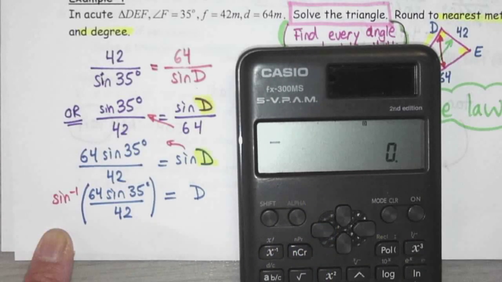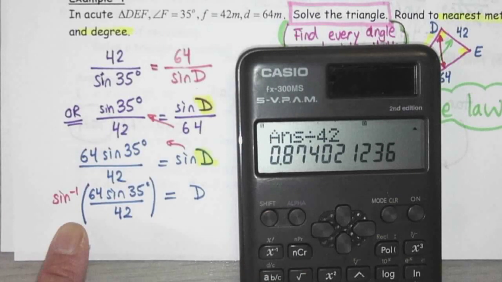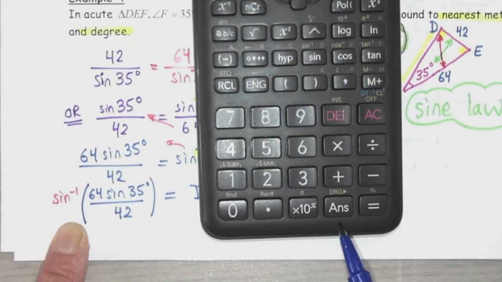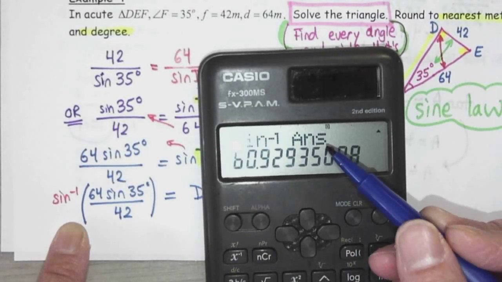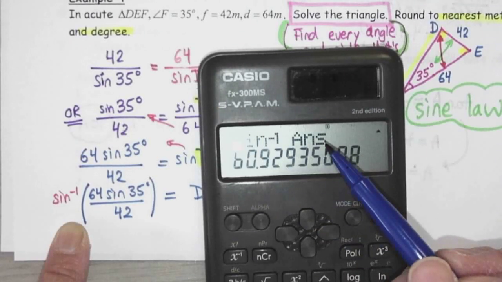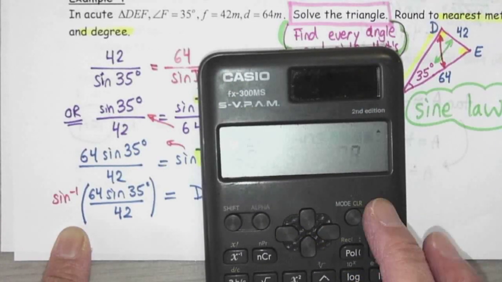So see how that's my answer for that? Everyone saw that? So 64 sine 35. I finished the top. I pressed equals. Divided by 42. Finished it, pressed equals. Then I go shift sine. You can press the word answer, which takes your answer from before. But if I just press equals, it grabs the answer automatically. So it grabbed it for you, and took the inverse of your last answer. And I get 60.9, which is 61.